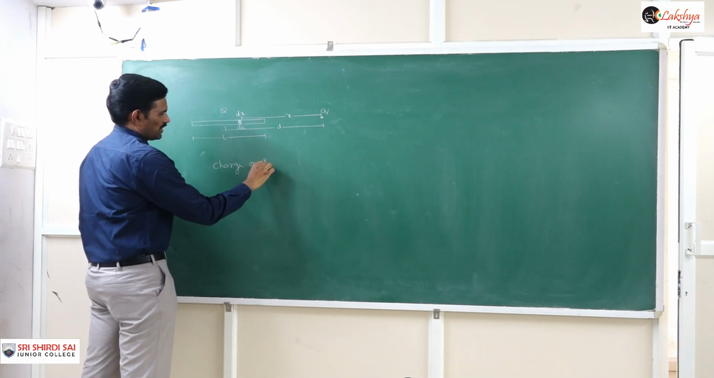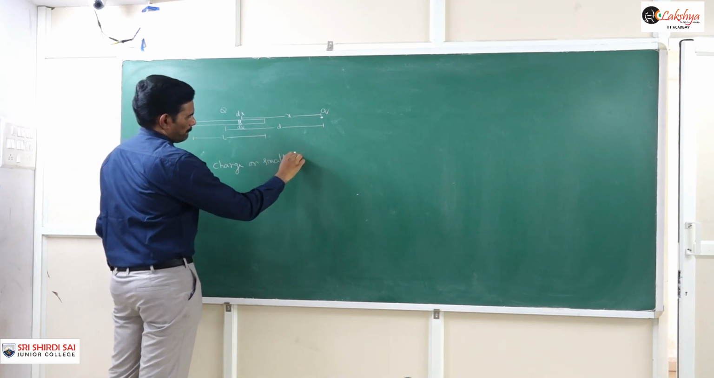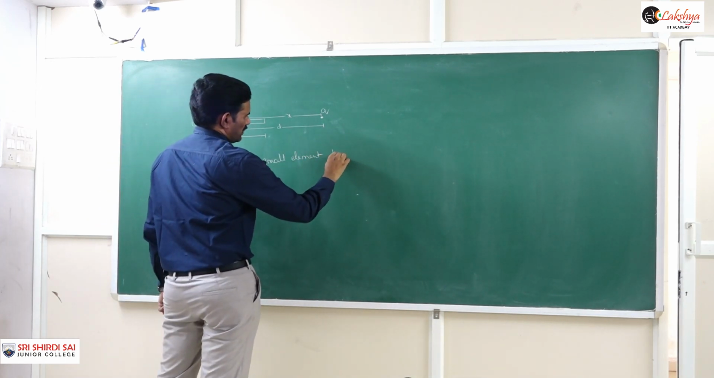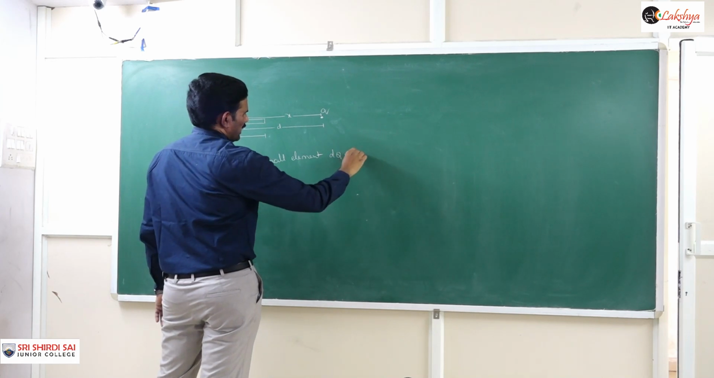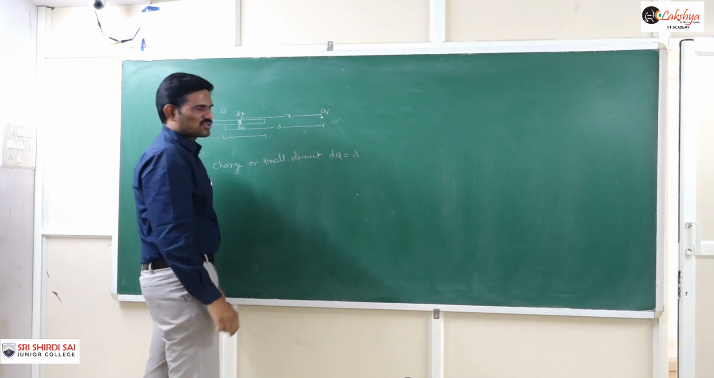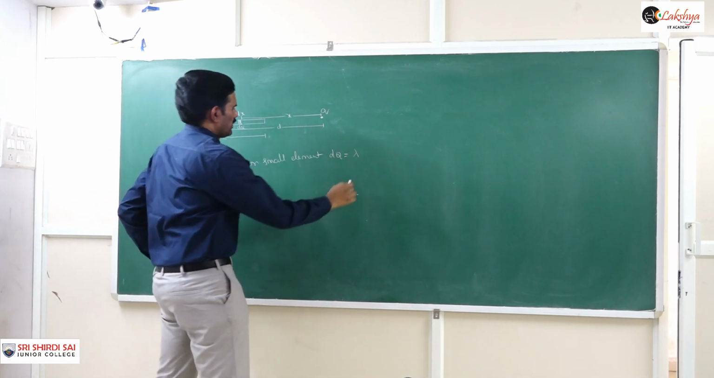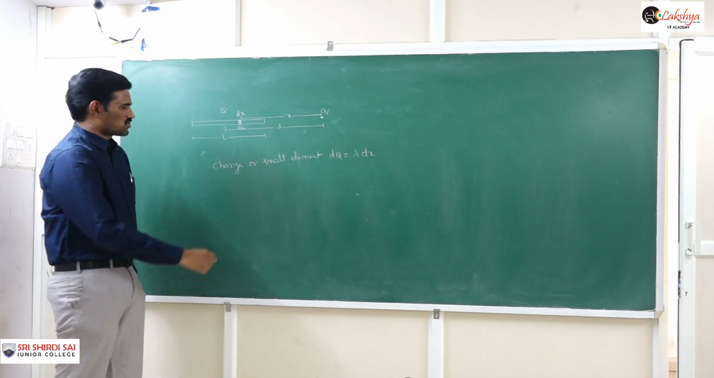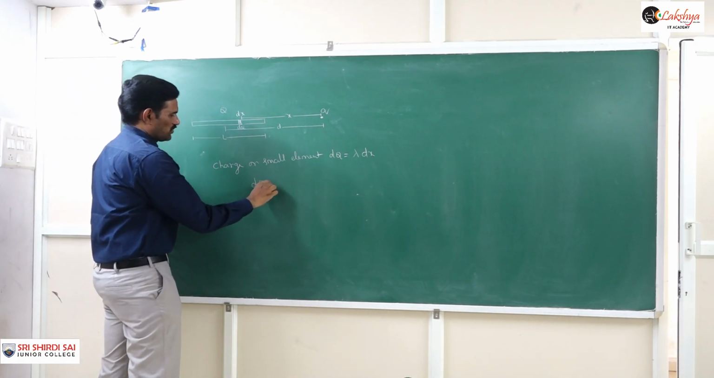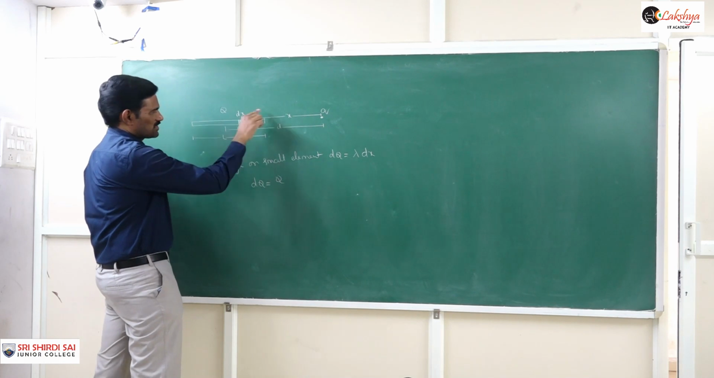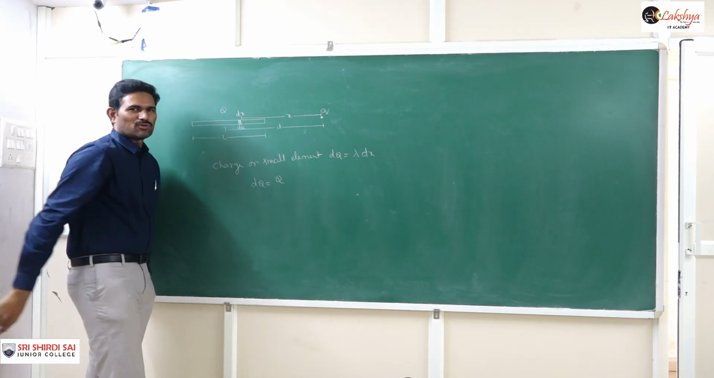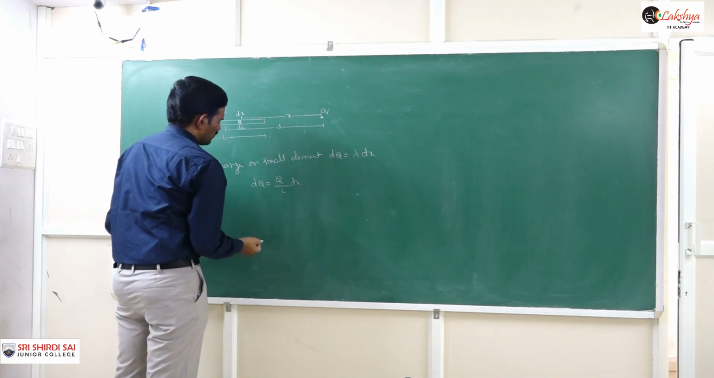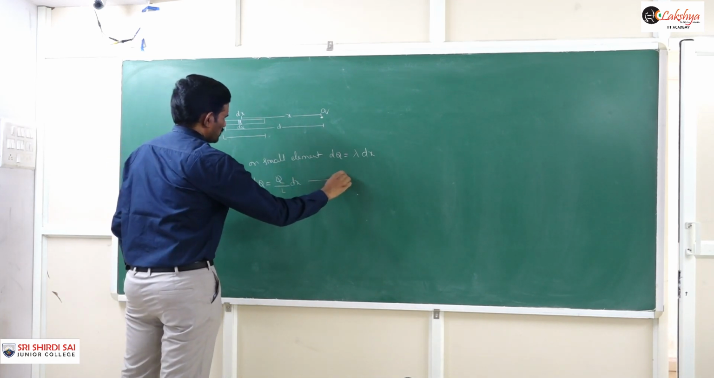So charge on this small element dq, we can write it as lambda into dx, where lambda is the linear charge density, which is charge per unit length, and dx is the length of that element. And so now let us define that lambda. You know that lambda is nothing but charge per unit length: total charge is Q and it is distributed on a length of L. So Q by L into dx. So this is our dq value. Let it be equation 1.